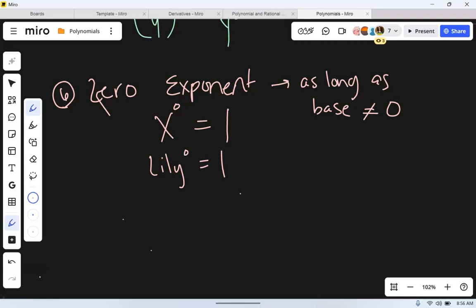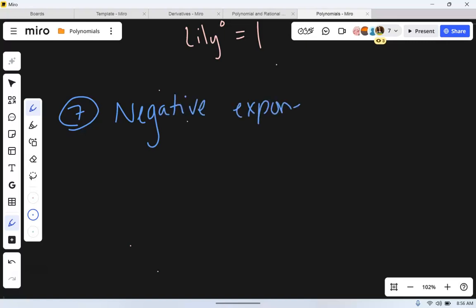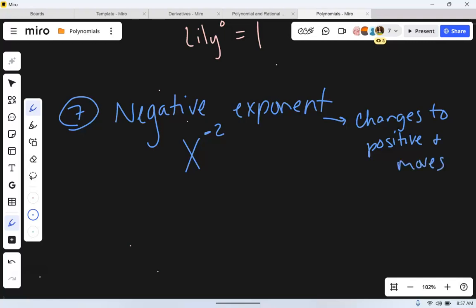All right, last one, 7th one, best one. Are y'all remembering these? Okay, prove it. What's a negative exponent do? That's exactly what it does. If I have x to the negative second, the only thing a negative exponent does is it changes to positive and moves. Moves where, you might say?